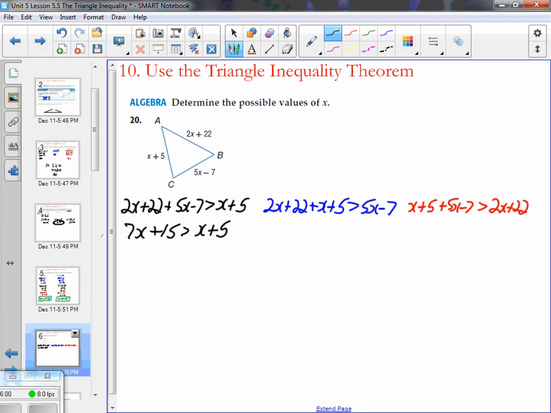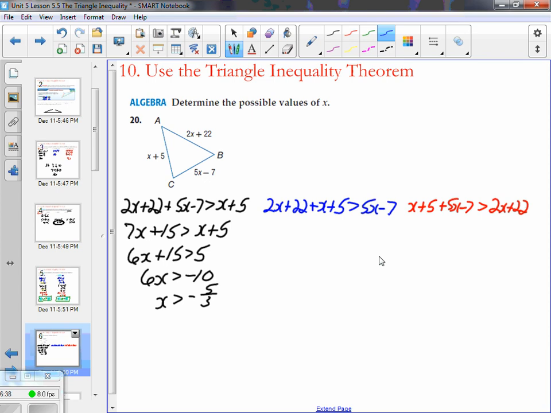Now let's subtract x from both sides. 6x plus 15 is greater than 5. Subtract 15 from both sides. 6x is greater than negative 10. Divide by 6, that'd be negative 10/6, or reduce it, negative 5/3. That doesn't seem all that useful, does it? To know that x is greater than some negative number. We already knew x had to be greater than a negative number. All right, so let's go to the blue one.